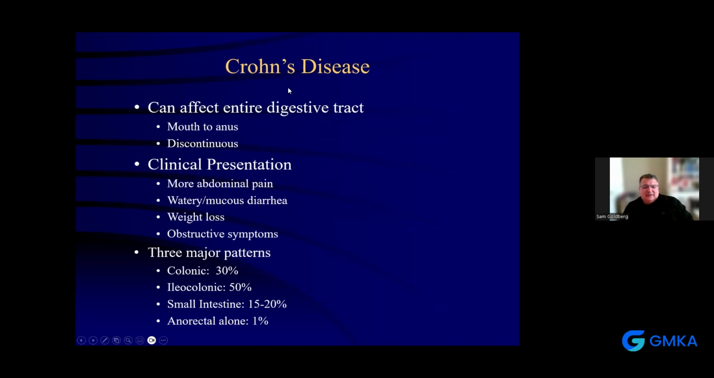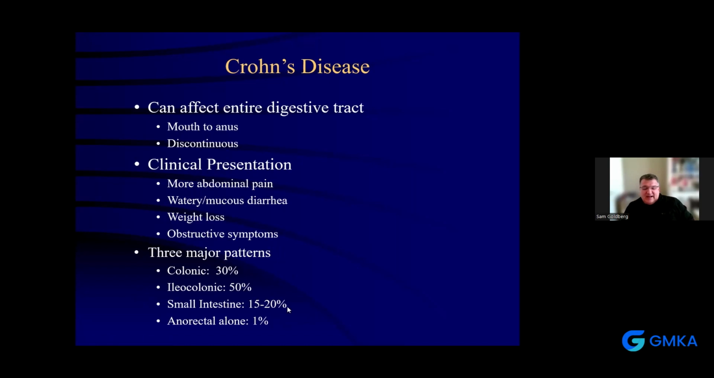So here we go. I just mentioned this before, but I'll go over it again. It can affect the entire digestive tract, mouth to anus, more pain, watery diarrhea, weight loss, obstructive symptoms with Crohn's. Three major patterns. This is important. The colon alone is 30% of patients. Ileocolic disease is 50% of patients. That's the most common. And then you have about 15 to 20% are in the small intestine alone.